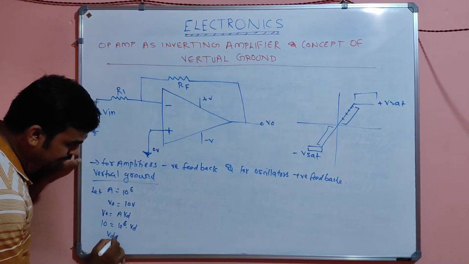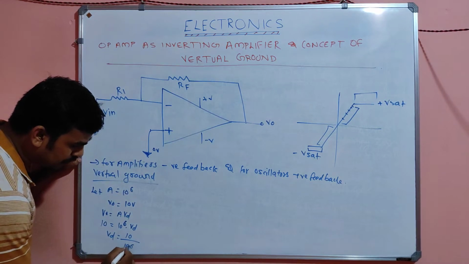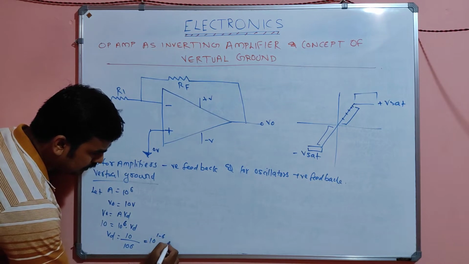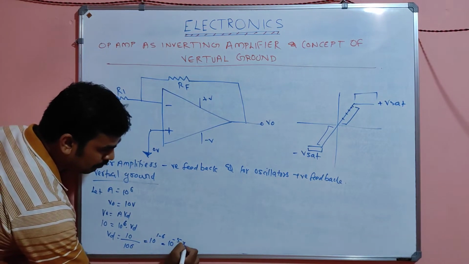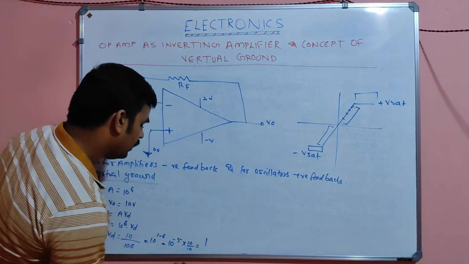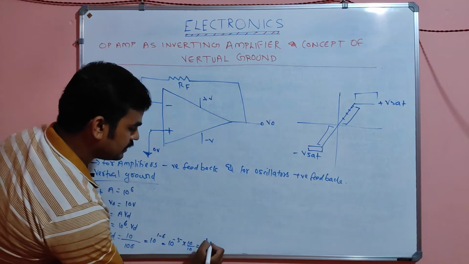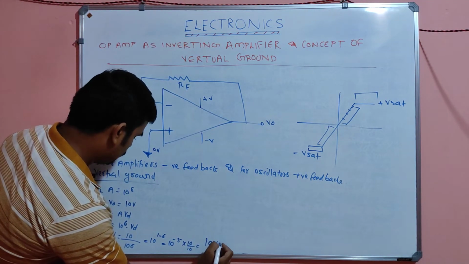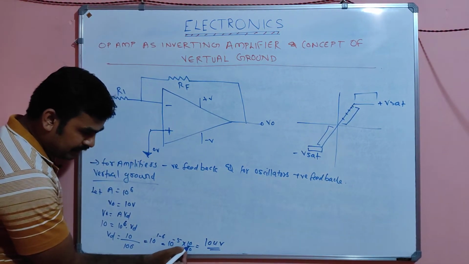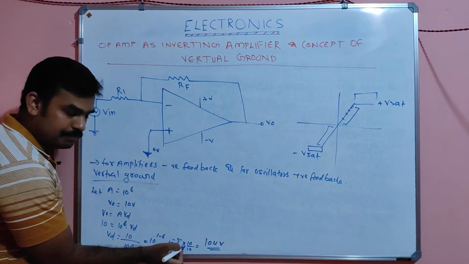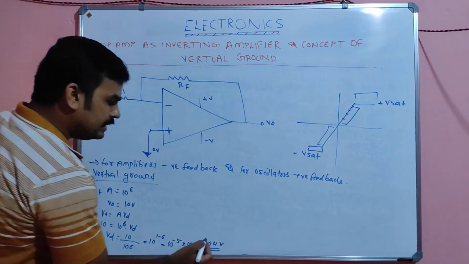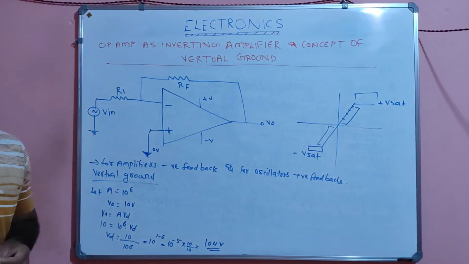So what is VD now? 10 divided by 10 raised to 6, which is 10 raised to 1 minus 6, that is 10 raised to minus 5. Multiply and divide with 10, and it becomes 10 raised to minus 6 into 10, which is 10 microvolt. Am I right, my dear? This 10 microvolt is a very small quantity.